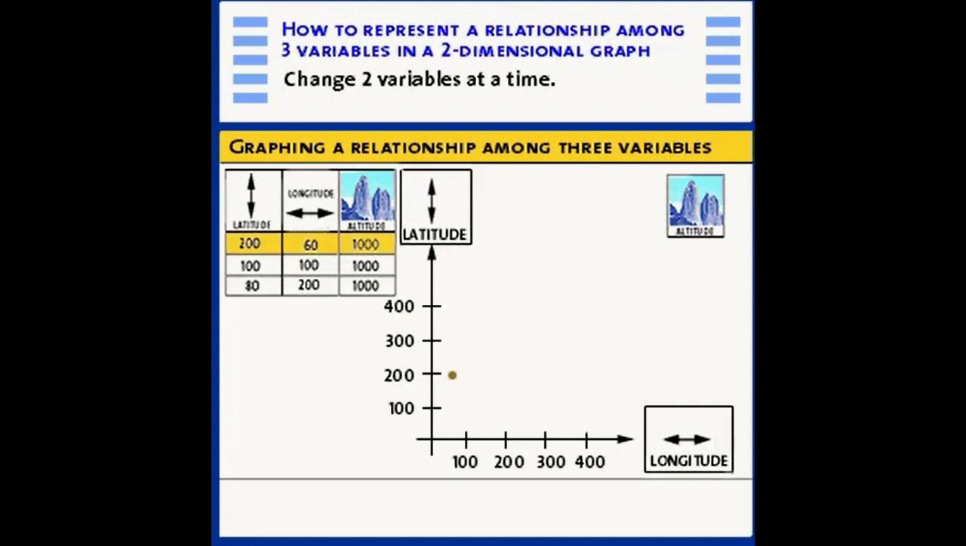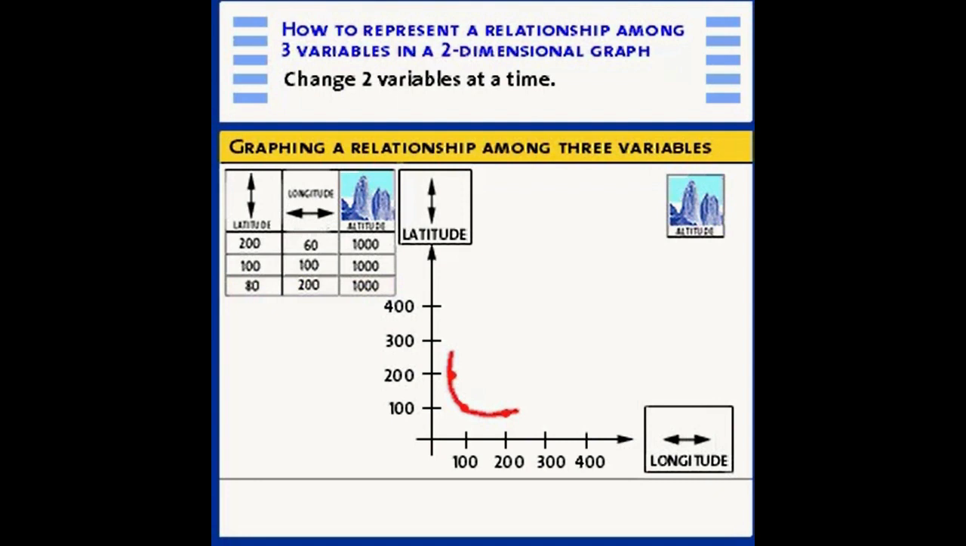With 100 and 100, we also get the same altitude. And finally, with 280, we get the same altitude. Each of these three dots represents a latitude and a longitude combination with a constant altitude of 1,000. So what I can do to make it easier is connect all the points that have an altitude of 1,000 and label this curve 1,000.